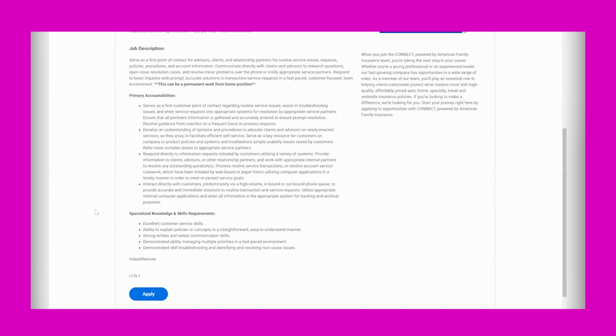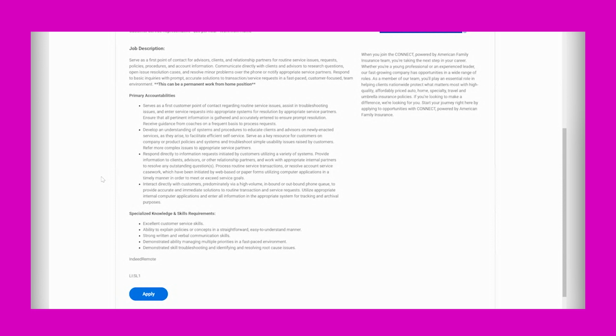Serve as a key resource for customers on company or product policies and systems and troubleshoot simple usability issues raised by customers. Refer more complex issues to appropriate service partners. You're going to respond directly to information requests initiated by customers using a variety of systems. You'll provide information to clients, advisors, or other relationship partners and work with the appropriate internal partners to resolve any outstanding questions. You're going to process routine service transactions or resolve account service casework, which have been initiated by web-based or paper forms utilizing computer applications in a timely manner in order to meet or exceed service goals.